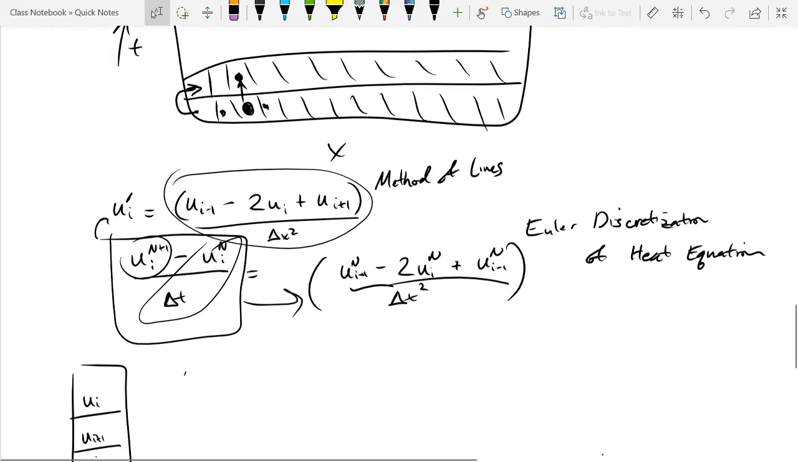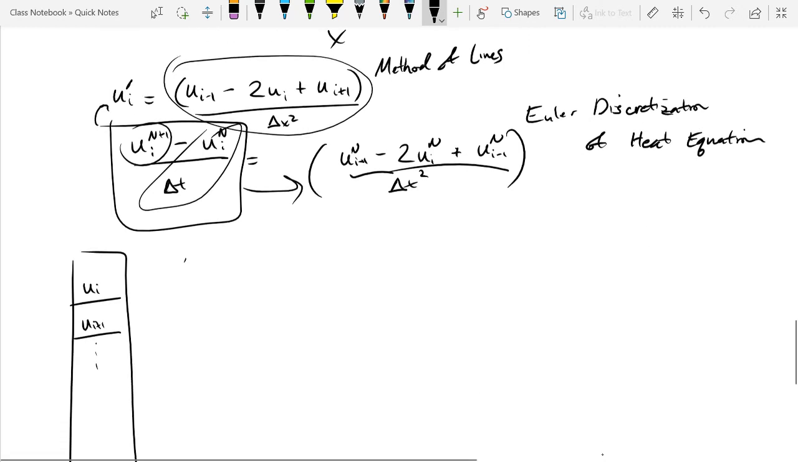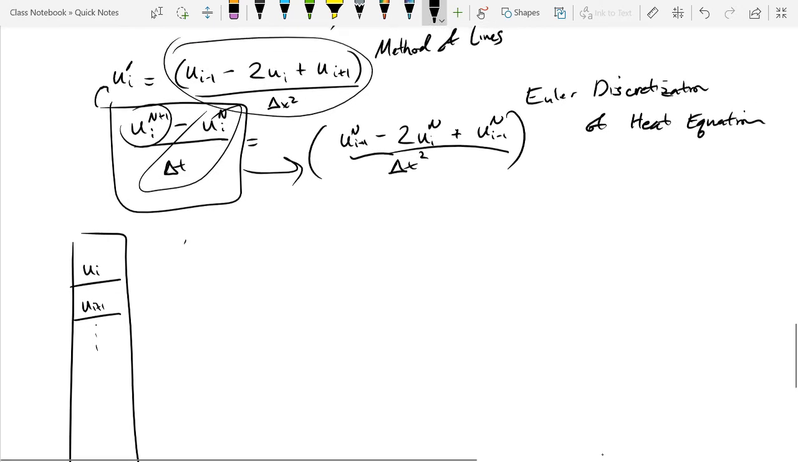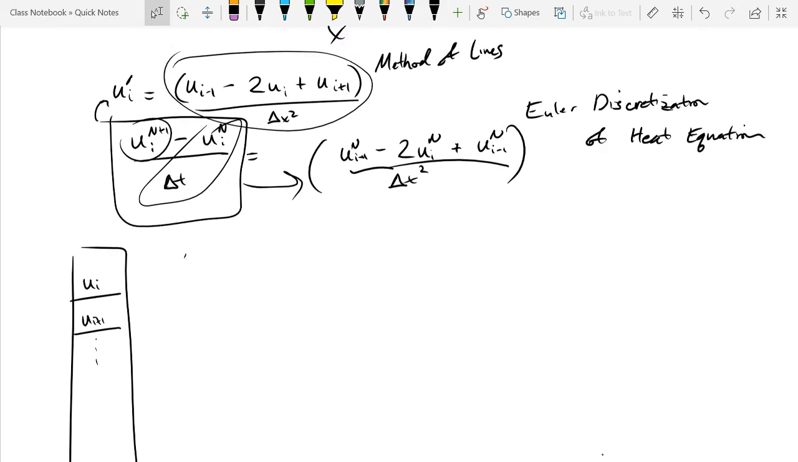But what this shows us is that discretization of space can be done separately from discretization of time. And the discretization of time is then done by an ODE solver, just by writing this out as an ODE on an array, where the array is the values of the concentrations at each point in space.